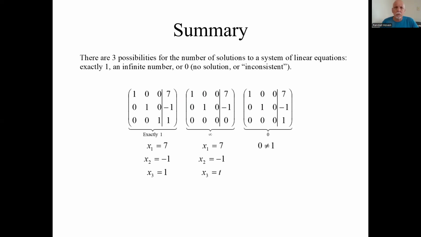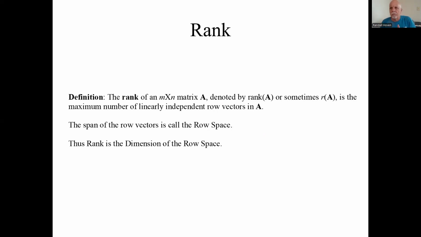So those are the 3 possibilities. You could get exactly one solution, an infinite number, or no solution. And we'll talk about whether there is a way to tell this ahead of time or without trying to solve it. We're going to have to discuss rank. And when we get to rank, you need to know all about linear independence and row spaces and spans and dimensions and bases. So if you're not up to speed on that, you need to go back to my chapter 1. We'll save rank for the next video.